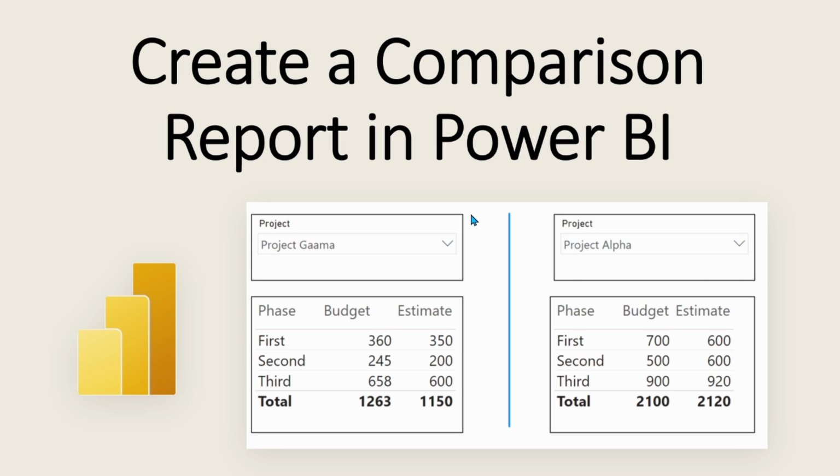Sometimes we have a scenario where we want to show categorical comparison with Power BI. Let's say for an example, in my report I have different types of projects, so I wanted to compare one project with another project. So this type of comparison report we need to build in Power BI. How can we achieve this kind of requirement? Let's talk about it in more detail throughout this session. So let's get started.